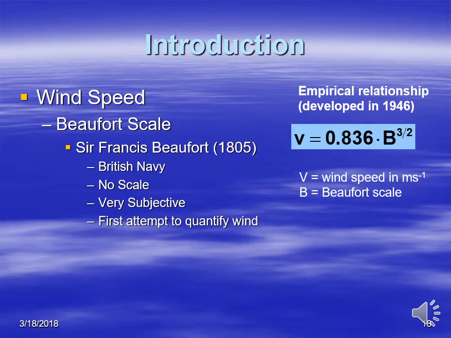The first quantification of wind speed was done by Sir Francis Beaufort as the British conquered the seas. They needed to come up with a way of quantifying wind for their sailing ships. So Sir Francis Beaufort was in the British Navy and came up with the first objective scale. There's no equation for it. The equation that you see here is one that was developed later on in 1946, but it was the first attempt to quantify the wind, and we gave it the name the Beaufort scale after Sir Francis Beaufort.